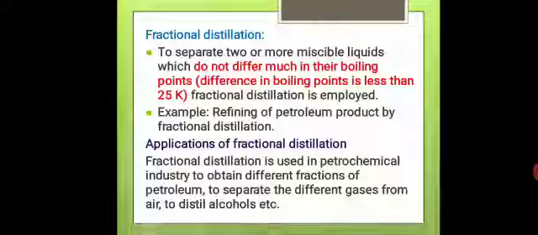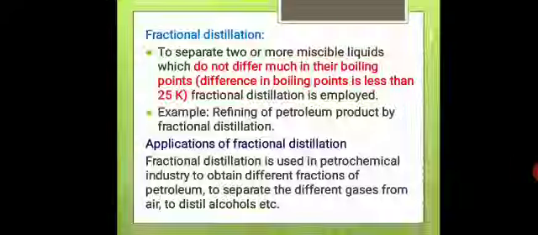Very commonly, the crude oils which are taken from the ocean will have a mixture of all kinds of oils like kerosene, petrol, diesel, everything mixed up together in that crude oil. So in that case we can adopt fractional distillation. And also to distill alcohols, where different kinds of alcohols are mixed up together. In order to separate them, we can adopt this method.